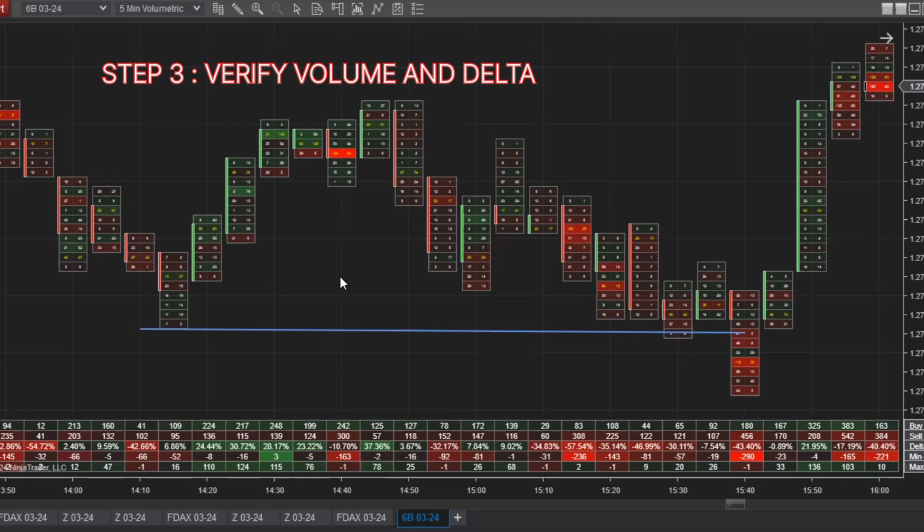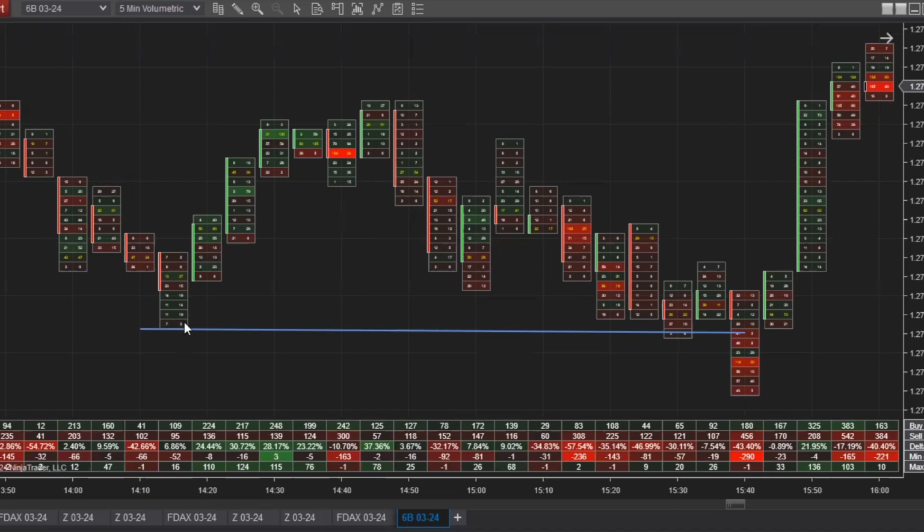So the very first example is the one we have here now. So here is step 1. We are identifying a low here. So this is an intra-session low here. And the very first step, that's identifying the liquidity area. So we've identified that. Then the second step is to check the minimum delta and the maximum delta.